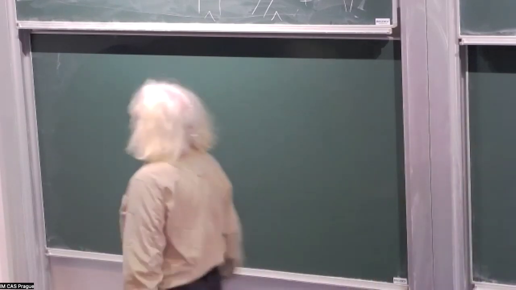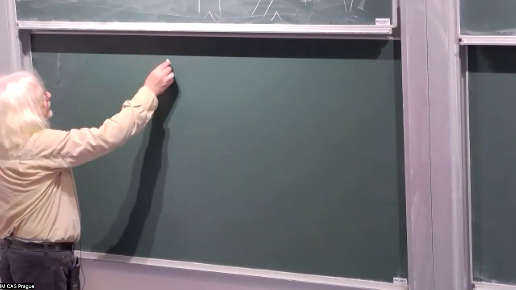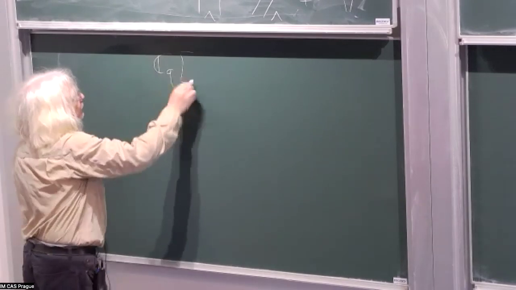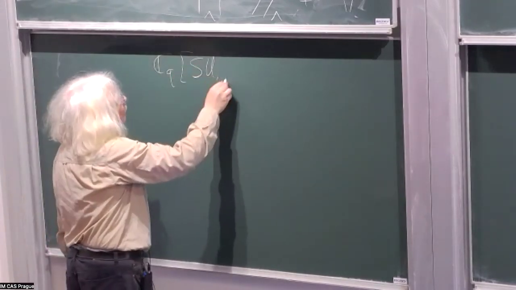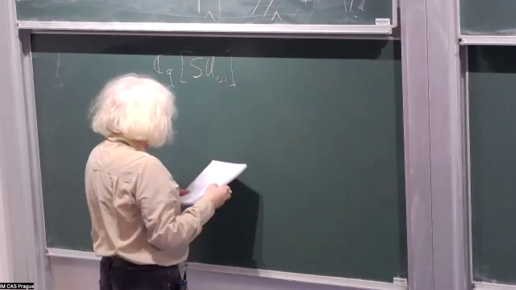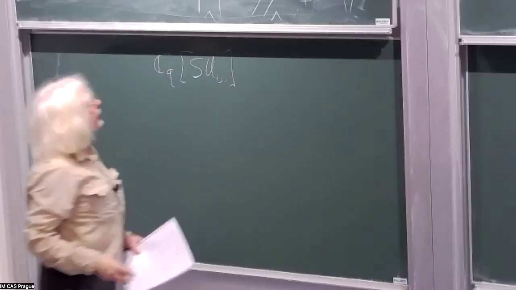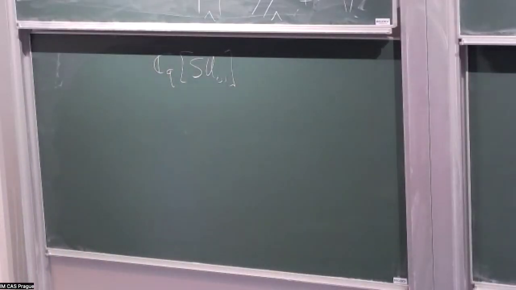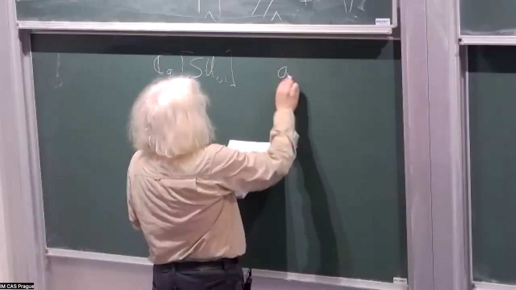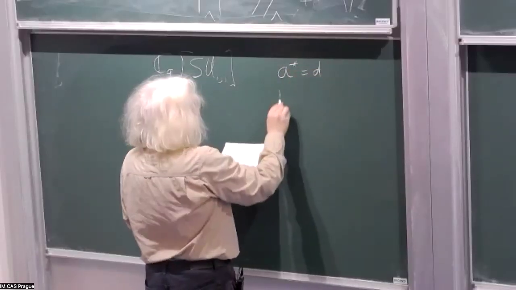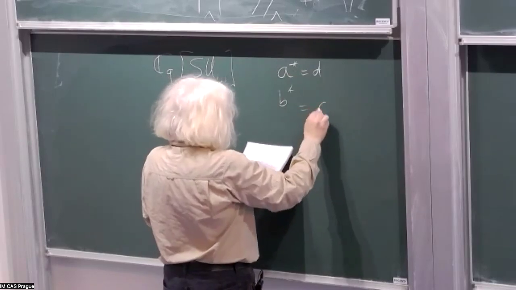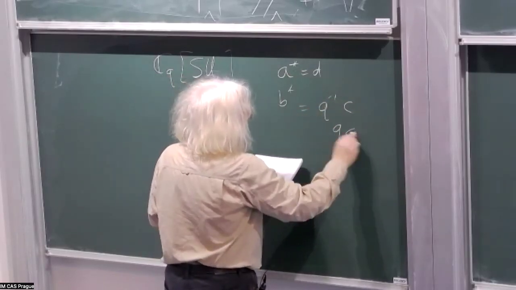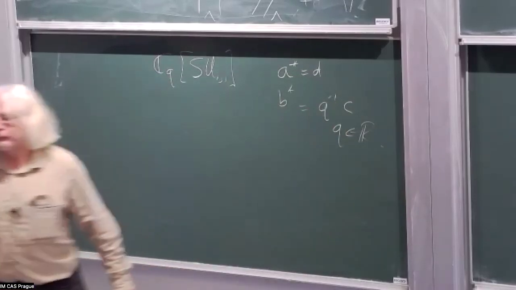Okay, so I'd like to look at now the braided plane. So I'm going to take the Hopf algebra C_q[SU(1,1)], which has just got the normal Hopf algebra structure as in SU(2), apart from the fact that it's got a different star operation. So it's got A star is equal to D, and B star is equal to q inverse C, for q real.